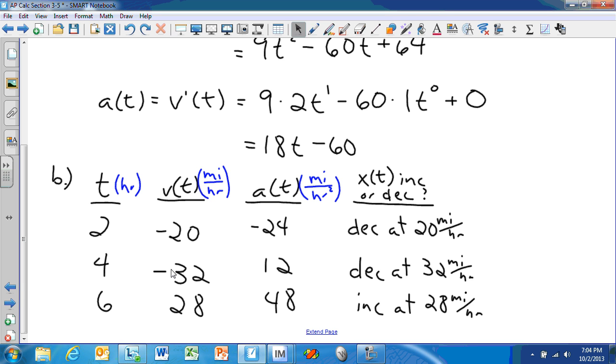Okay. And the last bullet said to determine whether the object is speeding up or slowing down. So speeding up or slowing down, we'll say, just to abbreviate that a little bit. Now remember, to determine this, we have to look at both the velocity and acceleration. At t equals 2, the velocity is negative and the acceleration is negative. They have the same sign, so that means that we are speeding up.